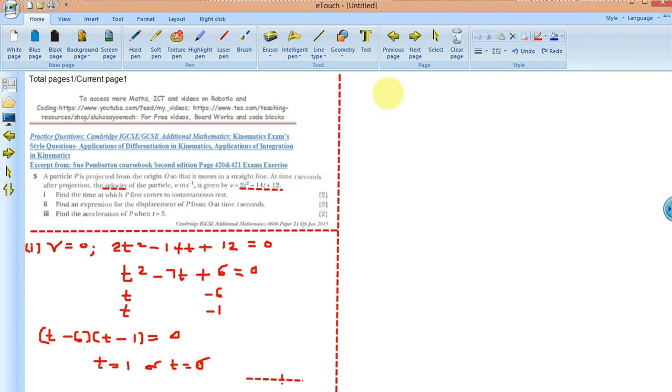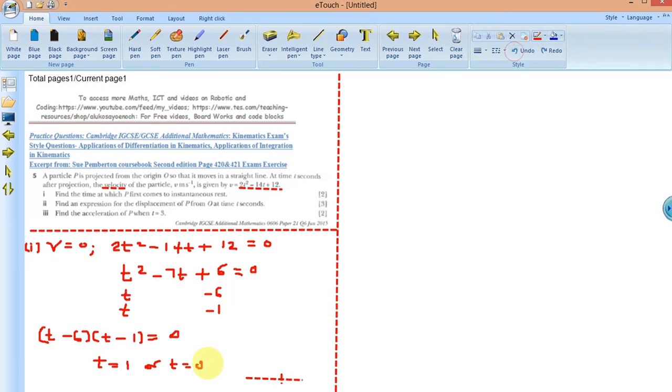Sorry, I don't know why I'm writing 6 like that. So t equals 1 or t equals 6. So it first comes to rest when t equals 1 second. So that's the solution: 1 second.